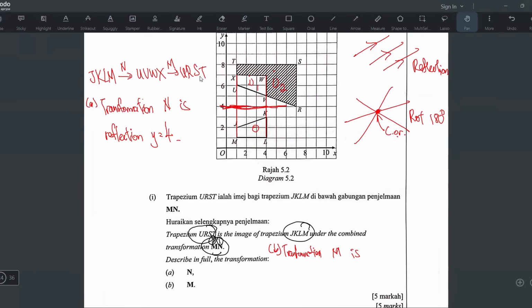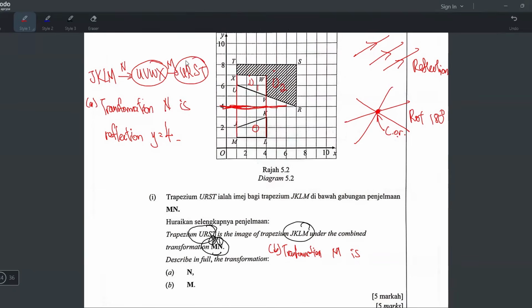Okay, now for transformation M. Okay, this one is from UVWX to URST. So you see this thing very helpful, right? This arrow thing. Yeah, because you won't get confused if you have this. So UVWX is the I1, and then URST is the big one, I2. And the I2 is not just the shaded region, it's including this also. Okay. All right. So very obvious lah.